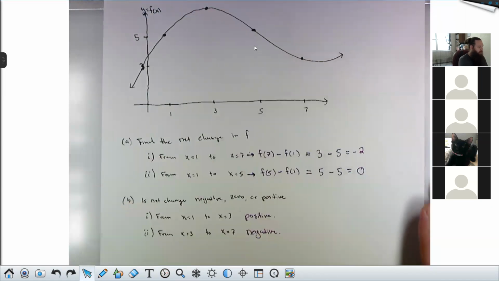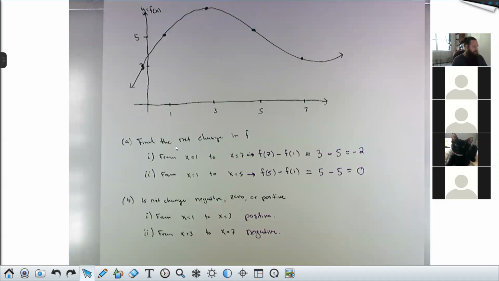Okay, other fun things to do are to say, can you identify an interval on which the net change would be 0? We've already seen one of those. We know that from 1 to 5, the net change would be 0. But if I looked from like this point to like this point, the net change would also be 0. I just don't know concretely any points on the graph there. So that's it. That's net change.